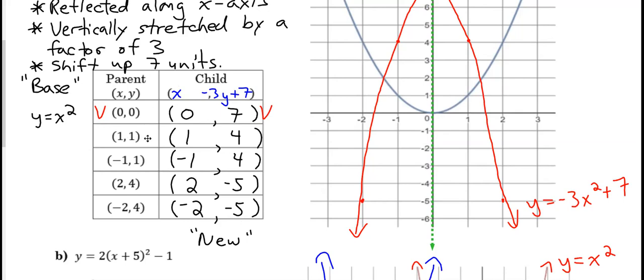-3 times the y coordinate plus 7, -3 times the y coordinate plus 7, and so on. You might notice the ordering is a little interesting here. It's done because there's repetition in the y values. So once you calculate one of these y values, it's going to be the same for the other one, simply because you're using the same parent y value.